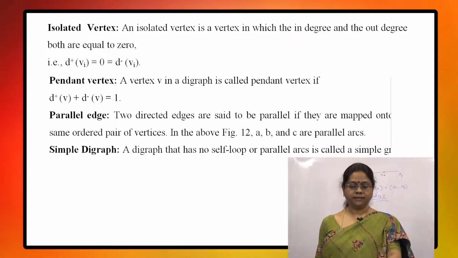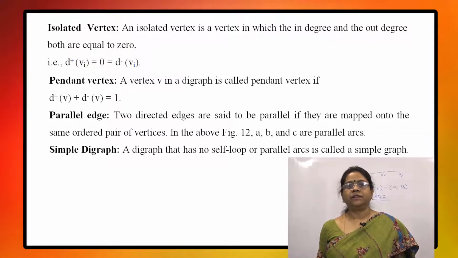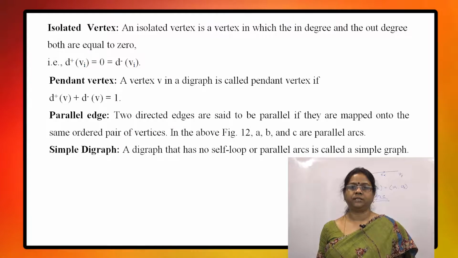What is a pendant vertex? We know that in an undirected graph, a pendant vertex was defined to be a vertex of degree 1. So here also a vertex V in a digraph is called a pendant vertex if d plus V plus d minus V is equal to 1. That is, if there is any one edge coming out of the vertex or any one edge goes into the vertex, then it is called a pendant vertex.